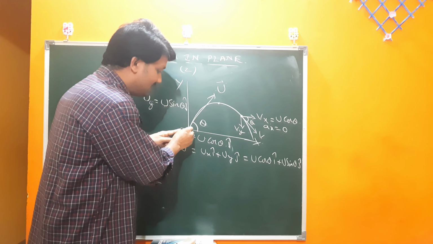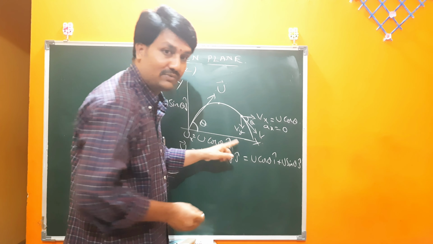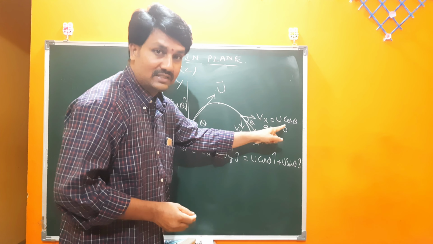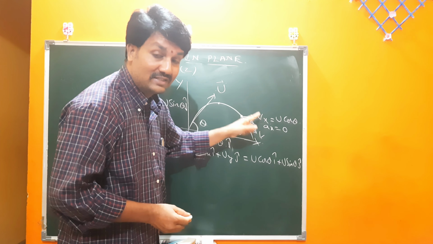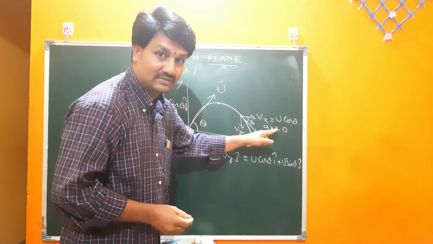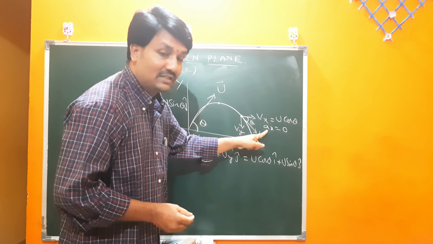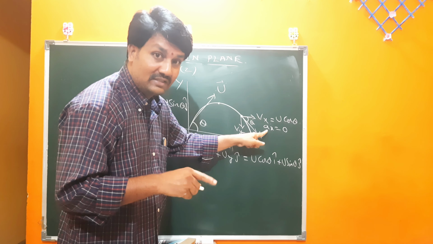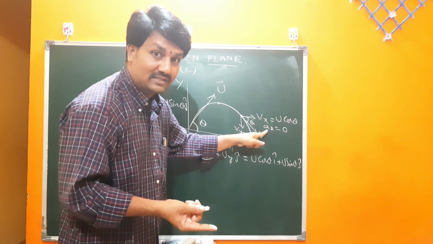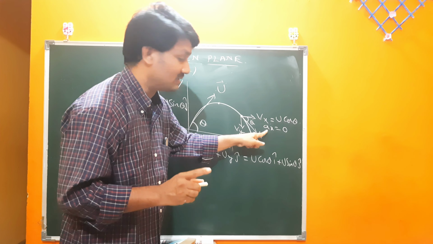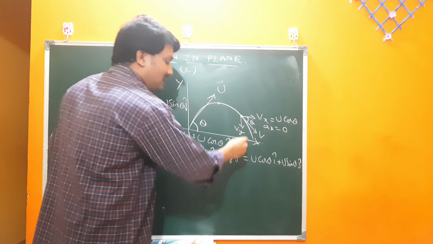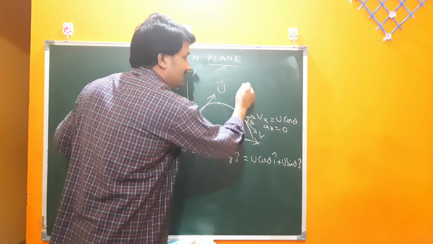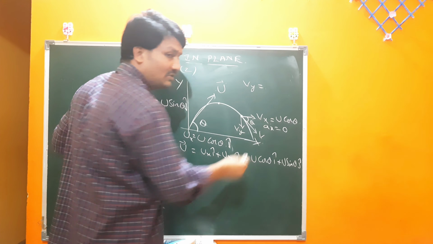So whether it is the initial position or the final position, vx remains the same and does not change. Why? Because it is independent of ax. That means it is independent of the acceleration due to gravity along the x-axis, because it is 0. Remember this one.